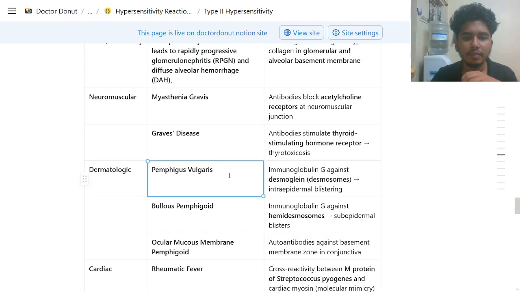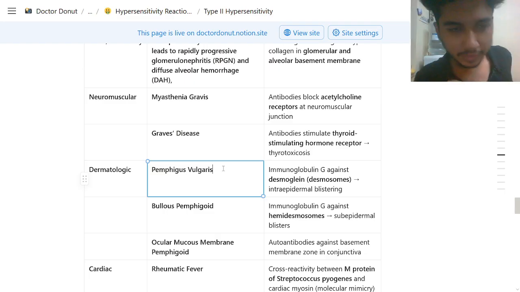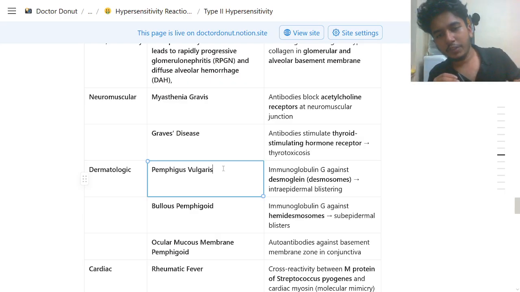Dermatological, you have pemphigus vulgaris. I should have put an image for this, but this is not dermatology, guys. You're just getting to see my face, my beautiful face, and I think that's good enough for most people. And if it's not, I'm sorry. Please put it in the comments, and later on I'll put in images in this video and update it.